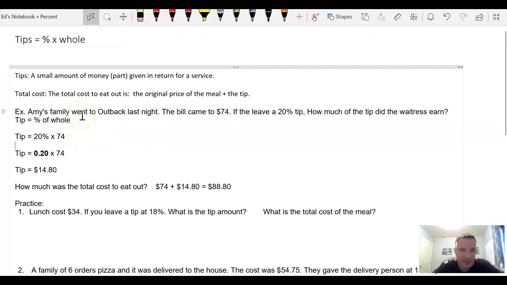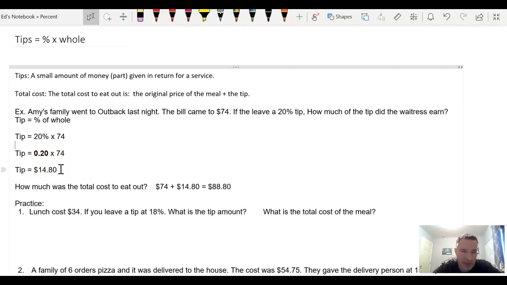Amy's family went to Outback last night. The bill came to $74. Okay, that's including the sales tax. If they leave a 20% tip, how much is the tip for the waitress? Tip equals percent of whole. So we do 20% times 74, and we're not going to forget to move that decimal point, so 0.20 times 74, and the tip is $14.80.